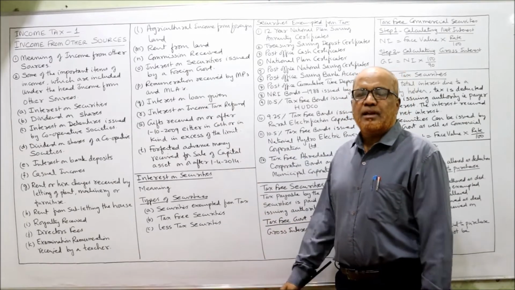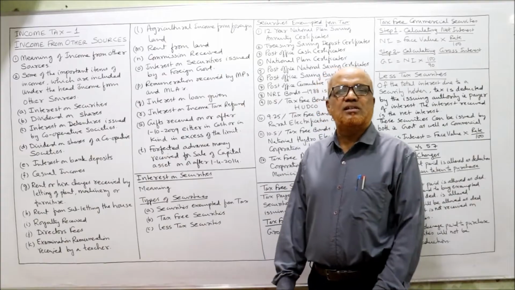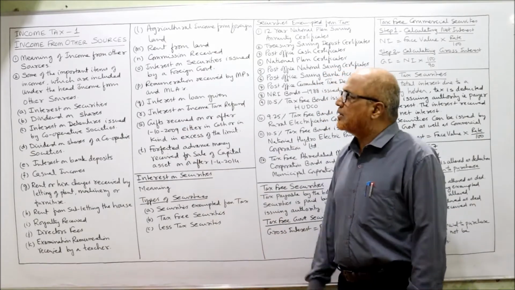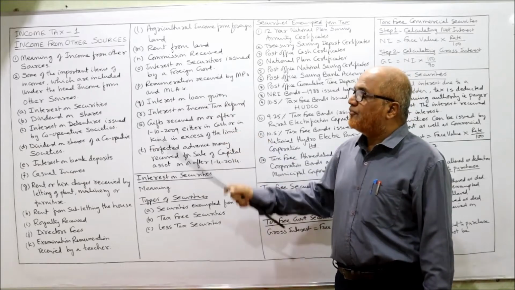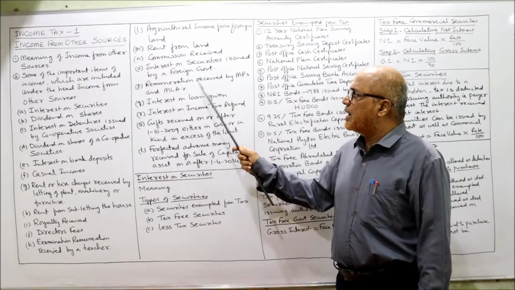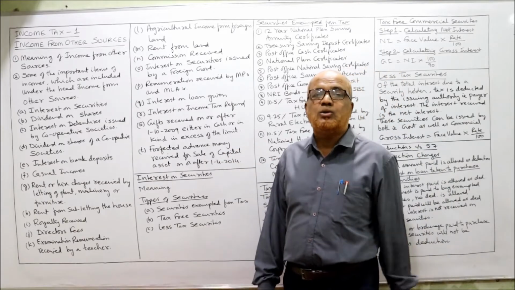Commission received, like insurance agents will receive commission or any other person may receive commission, it is taxable. Interest on security issued by foreign countries, foreign governments, it is taxable. Remuneration received by MPs and MLAs, just now I told you.